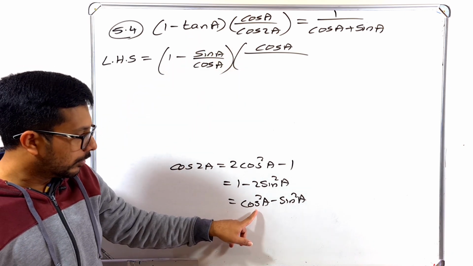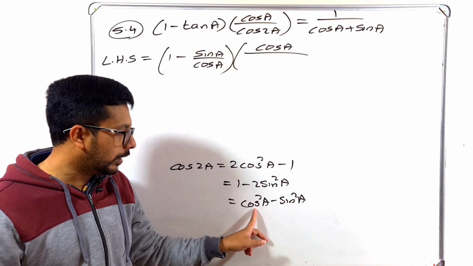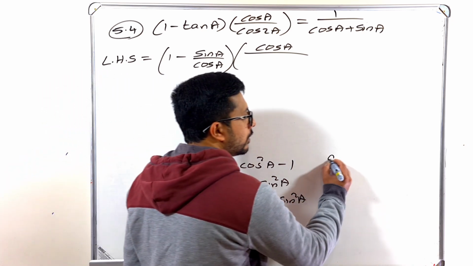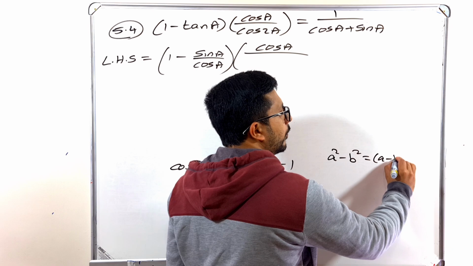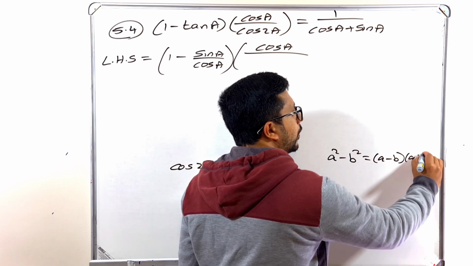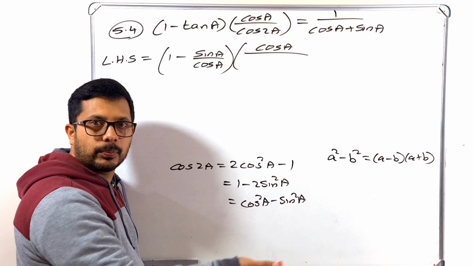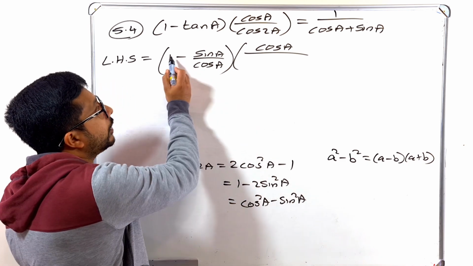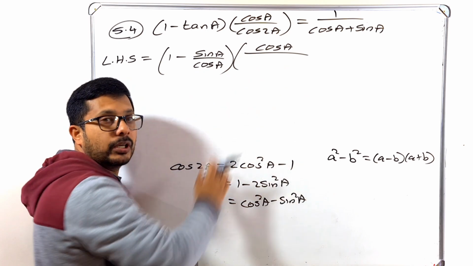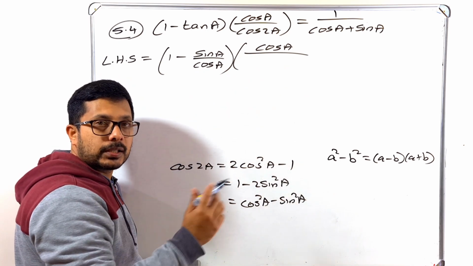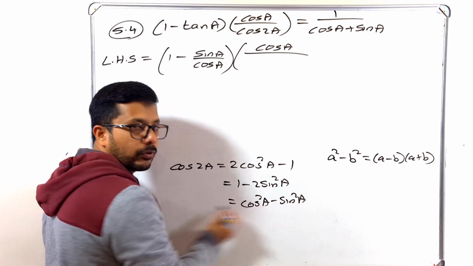Here this is like a difference of two squares, a square minus b square. What is that? a minus b into a plus b. Similarly, cos A minus sin A into cos A plus sin A. So here we are getting cos A minus sin A, and here also we are going to get cos A minus sin A. You understand? So it is better to write this formula.